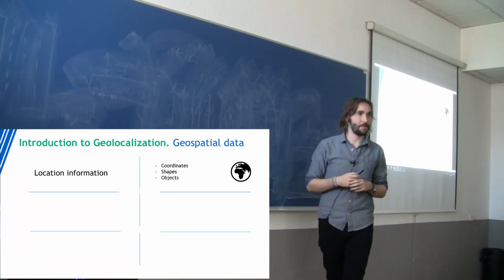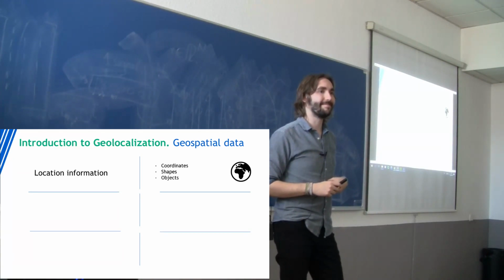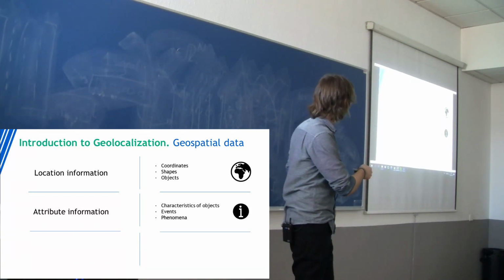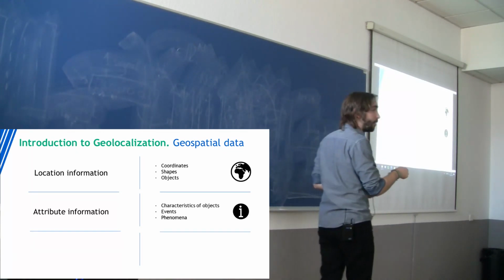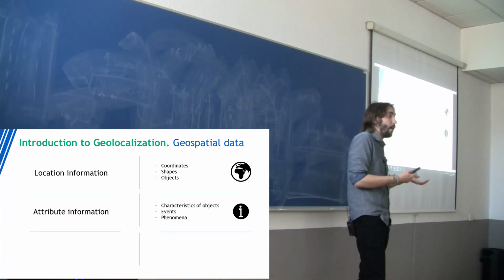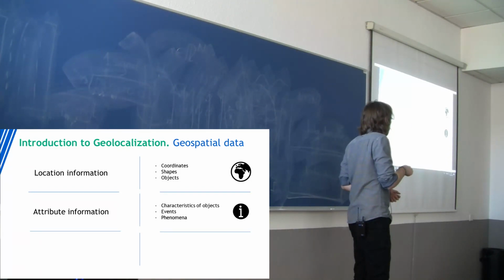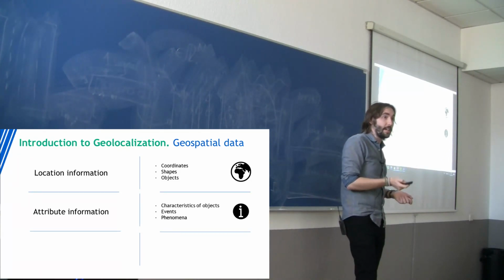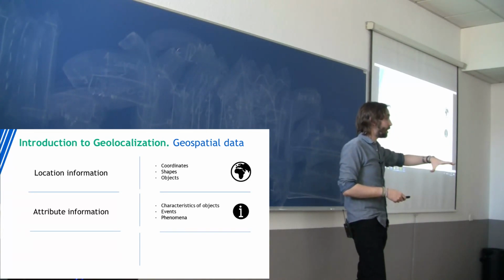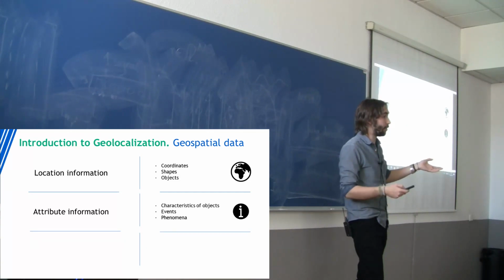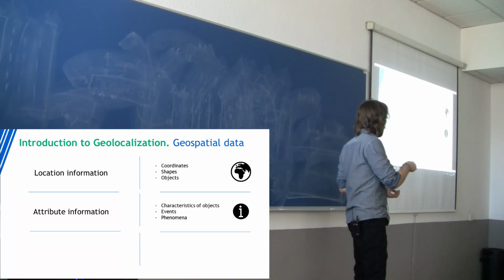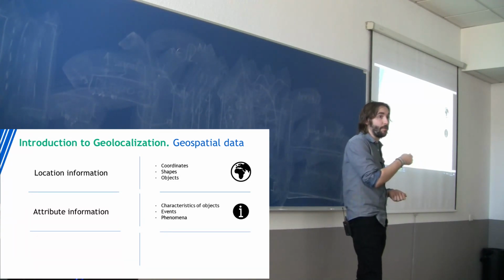This is not that obvious. Perfect. Attributes, information. Now that we know the location of something, I would like to know what it is. This could be characteristics of the objects. If I have the shape of a polygon, it could be a hospital, a house, a lake, the ocean, or it could be events or phenomena.